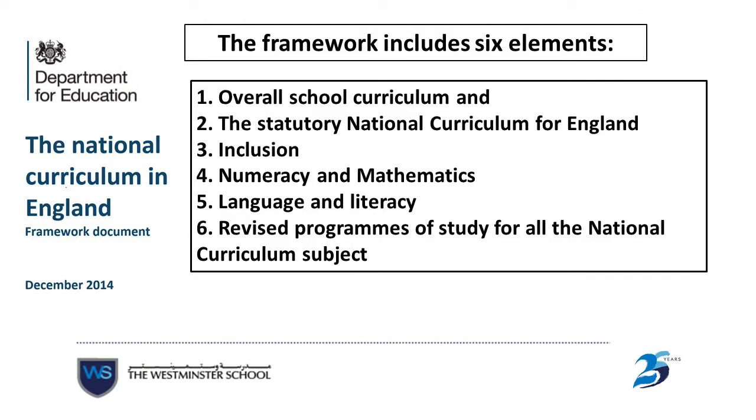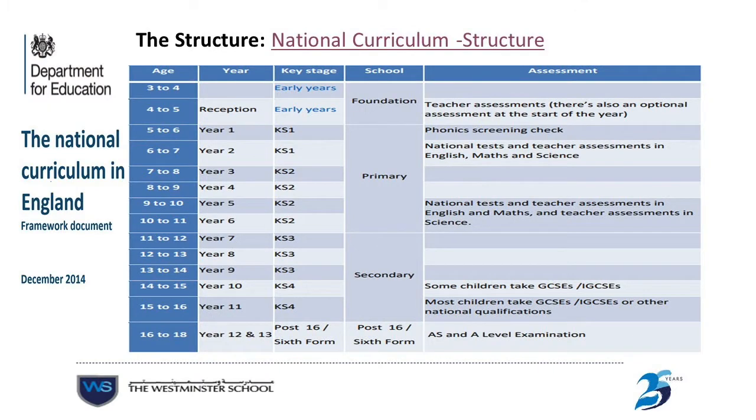The framework includes 6 elements: overall school curriculum, the statutory national curriculum for England, inclusion, numeracy and mathematics, language and literacy, revised programs of study for all the national curriculum. Let us now watch a short video to know about the structure of the national curriculum.